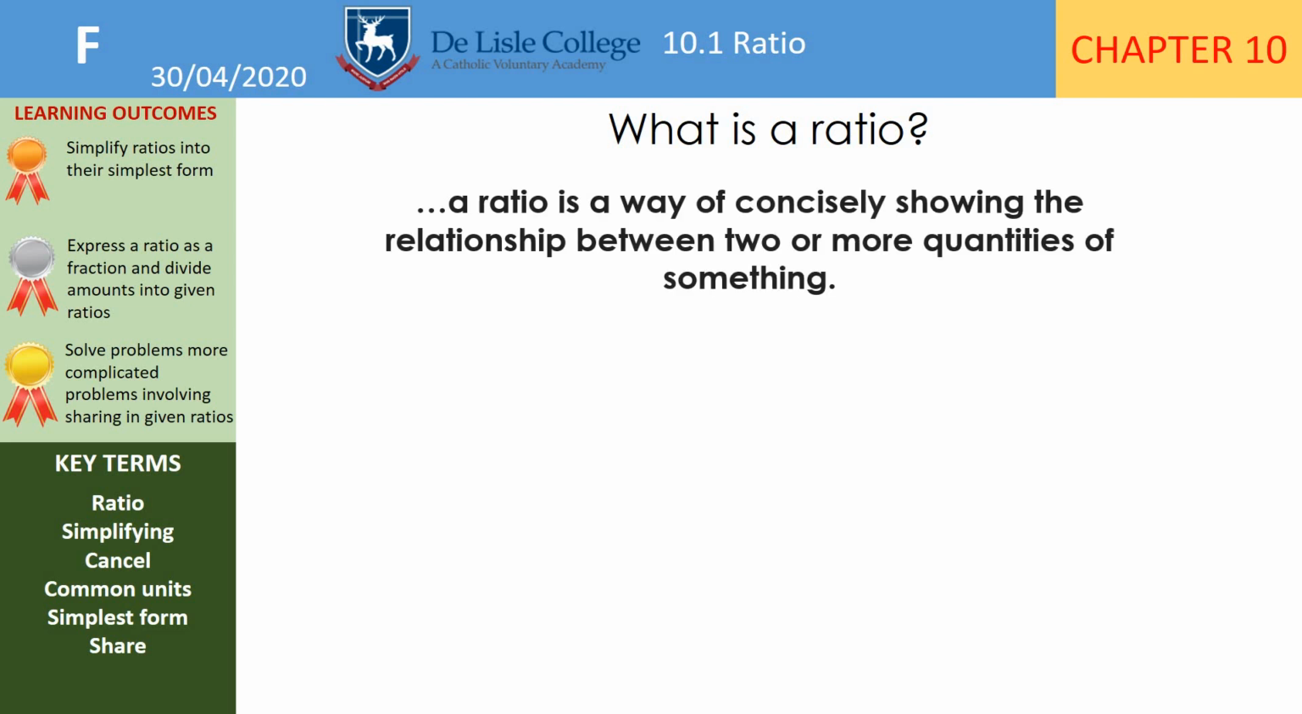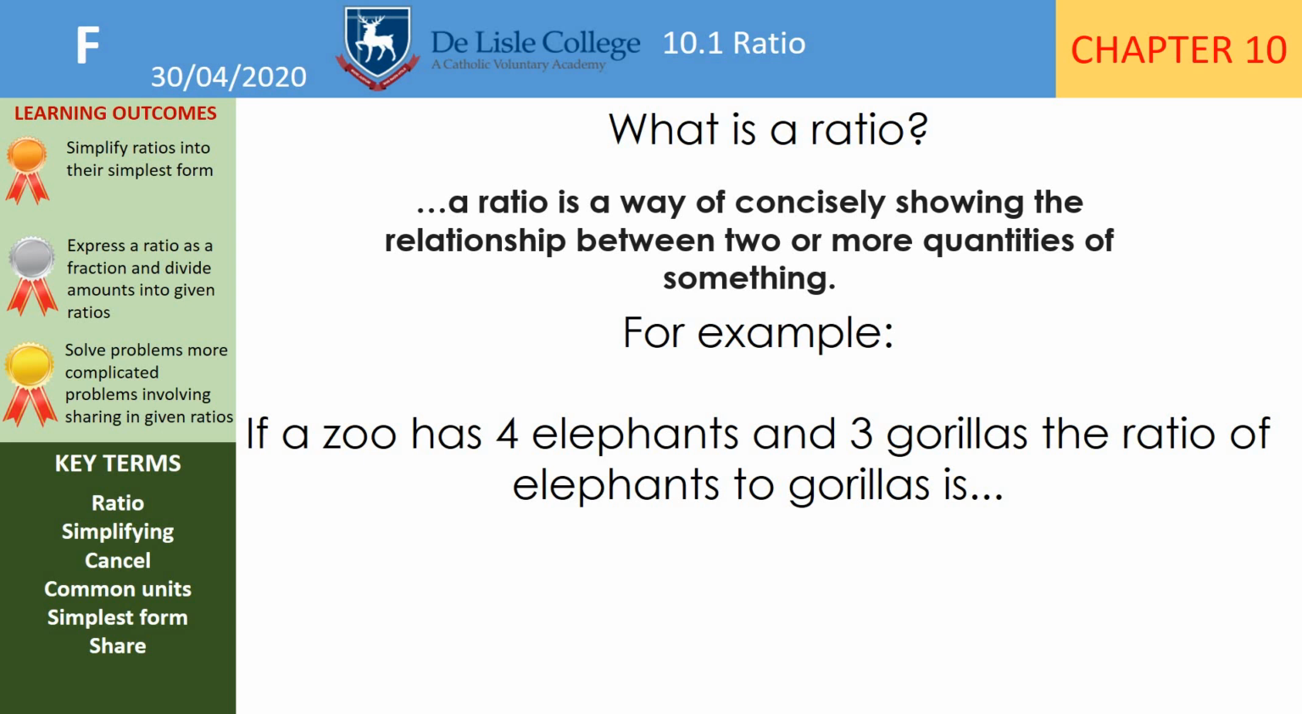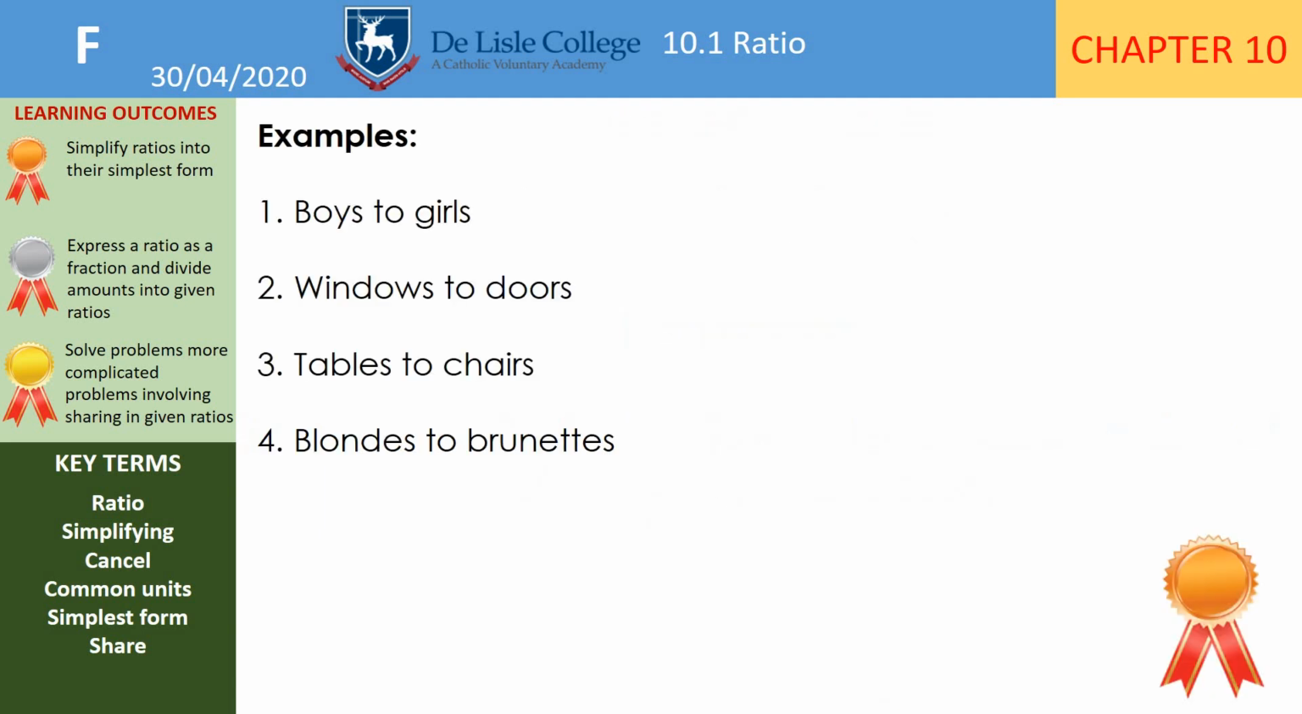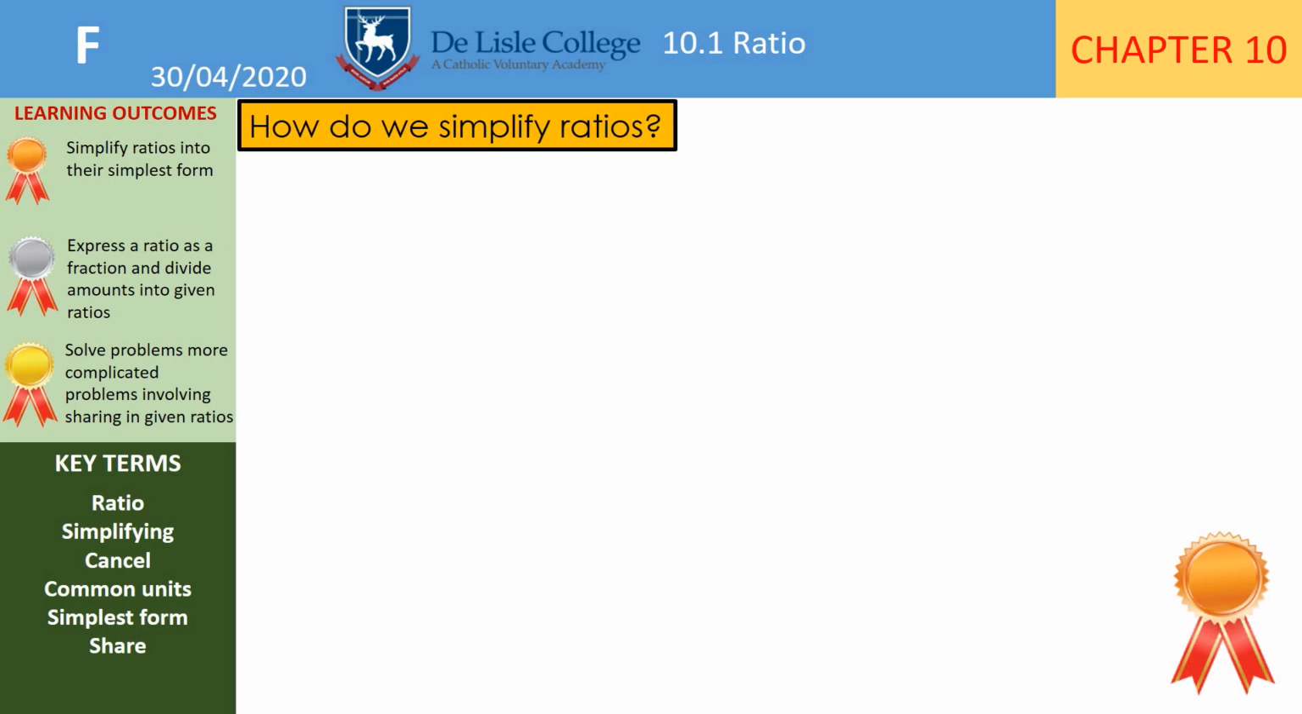Okay, so a ratio, as we've said, is a way of concisely showing the relationship between two or more quantities of something, or a way of comparing two or more quantities. So if the zoo had 4 elephants and 3 gorillas, the ratio of elephants to gorillas, elephants comes first, so it's 4 to 3. If it was gorillas to elephants, of course, it would have been 3 to 4. So here are some more examples we could have used, like boys to girls, tables to chairs, etc.